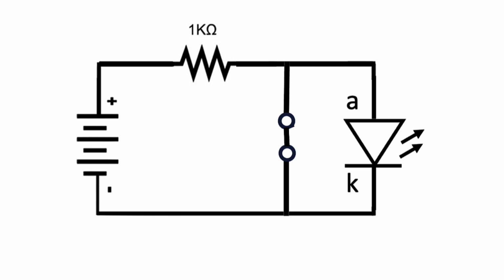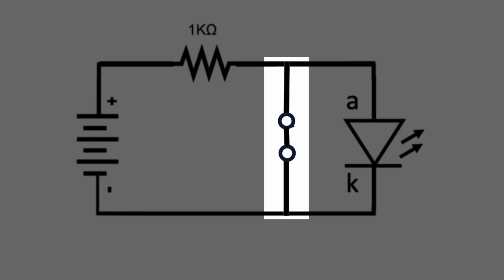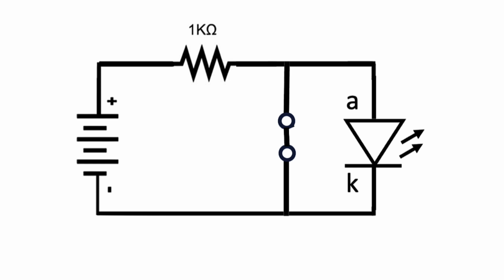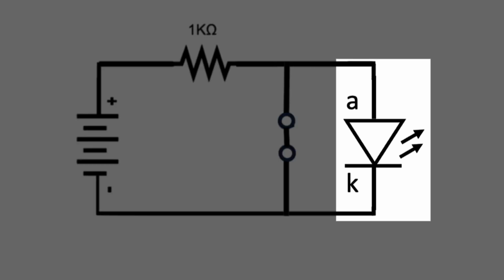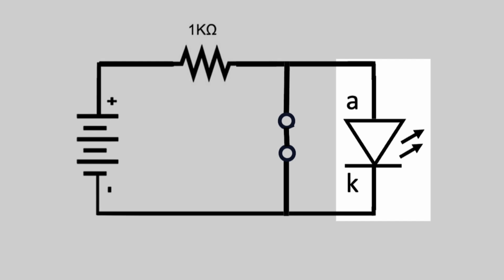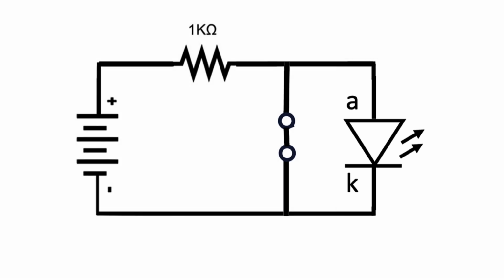It turns out that the switch, when closed, has no resistance, or at least no more resistance than a wire, which is very small. However, the LED does have some resistance, not much, but more than the switch. Therefore, the electricity travels through the switch and avoids the LED, which causes the LED to turn off.